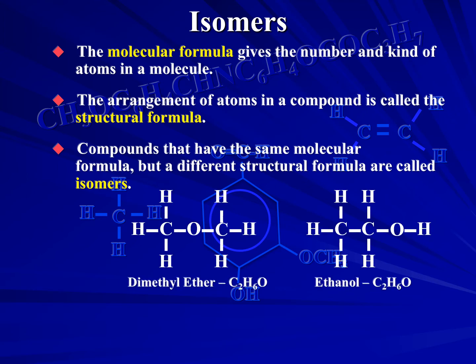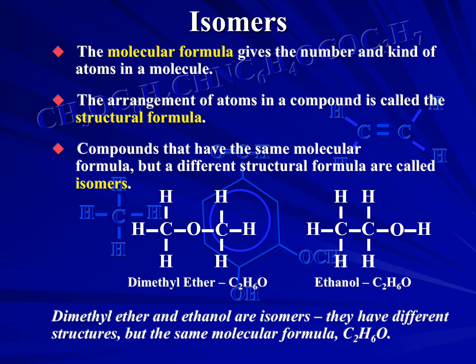As shown in these diagrams, dimethyl ether and ethanol are isomers. They have the same molecular formula, C2H6O, but different structures and different properties. Dimethyl ether is a powerful anesthetic that was used in the past to sedate patients for surgery, while ethanol is found in all alcoholic beverages.